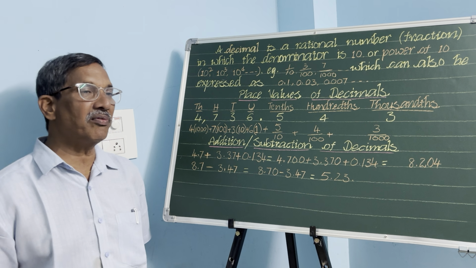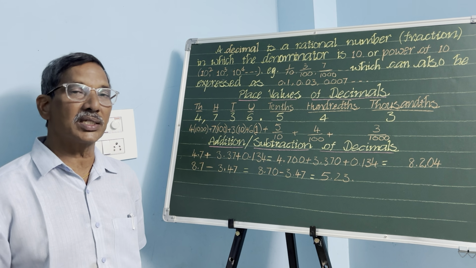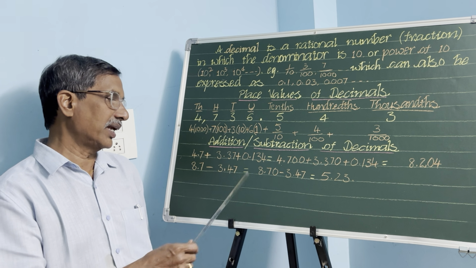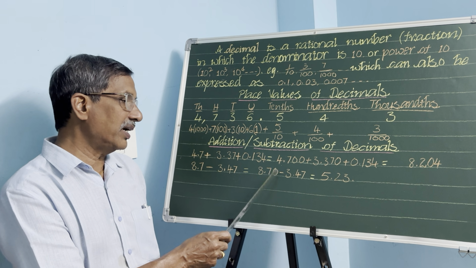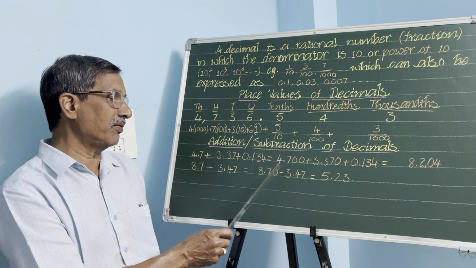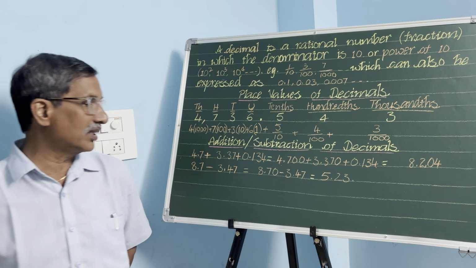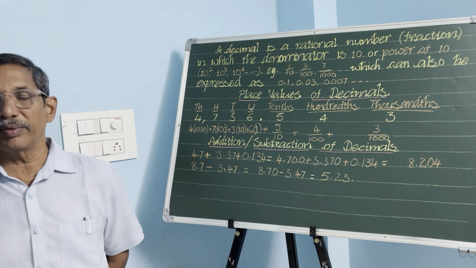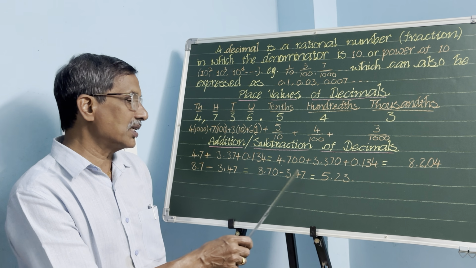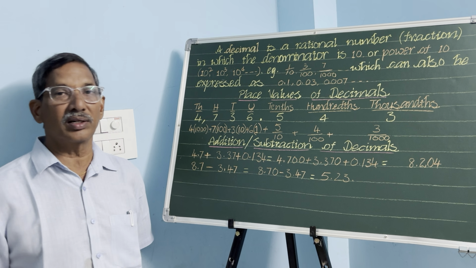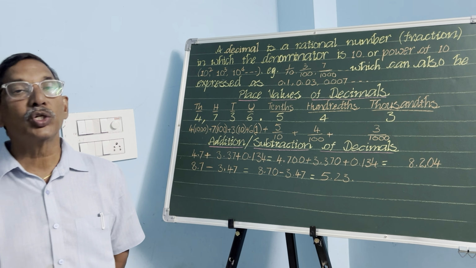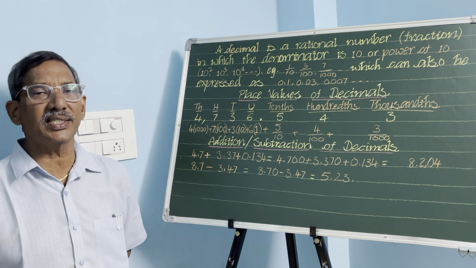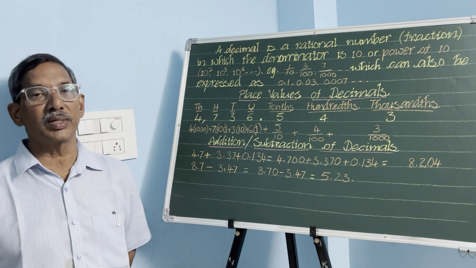So in the same way, we add the whole numbers and subtract the whole numbers. We perform the subtraction from the right side. So 70 minus 47 is 23, and 8 minus 3 is 5. So 8.7 minus 3.47 is 5.23, 5 decimal 23. So friends, this is all about decimal numbers.